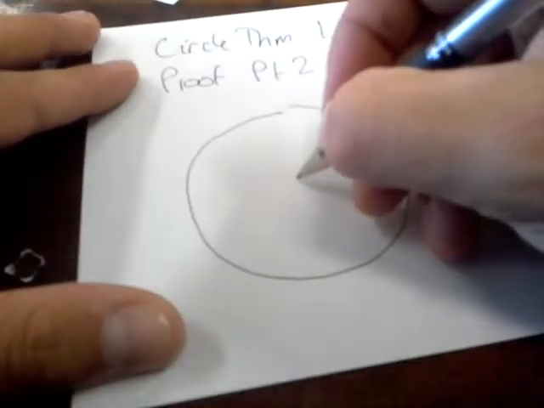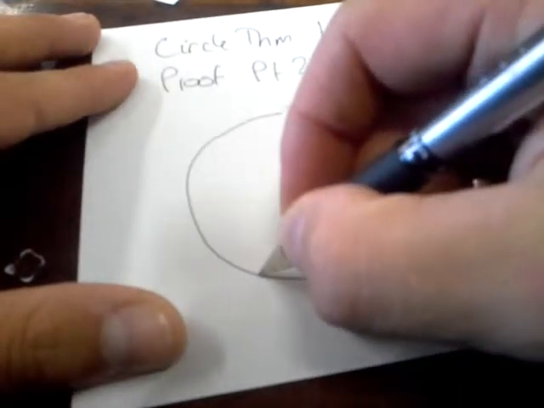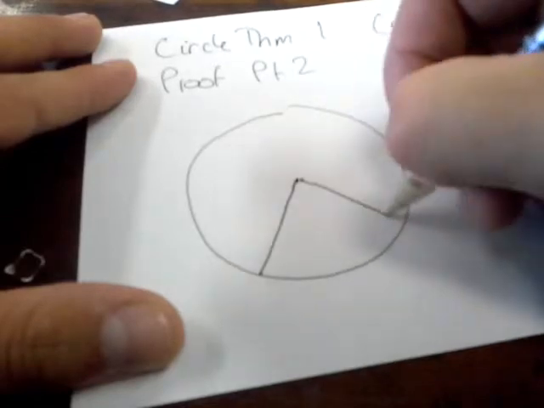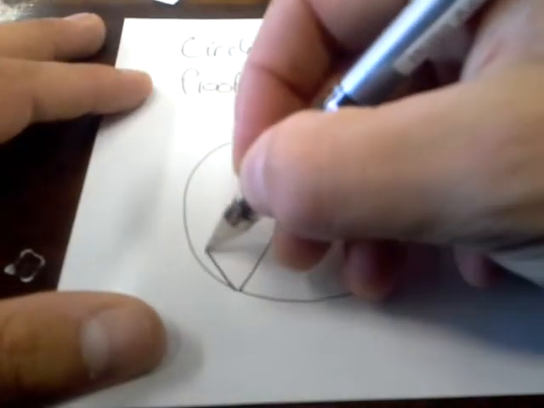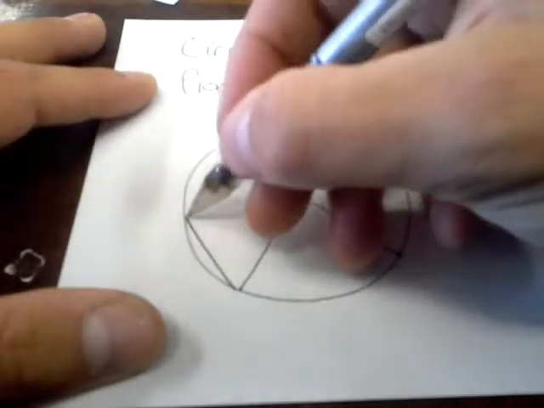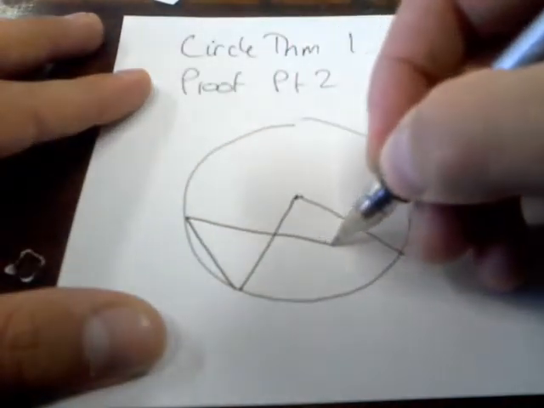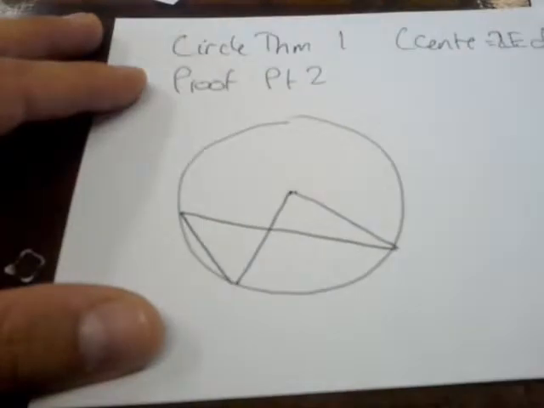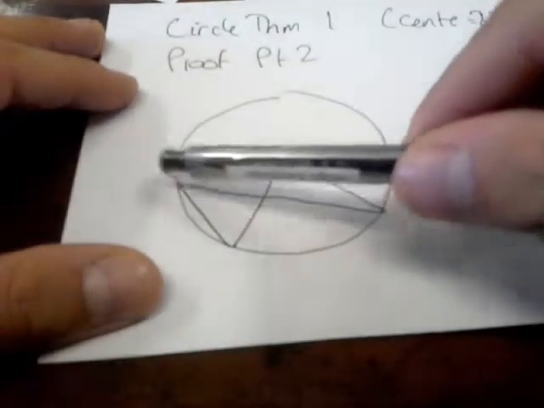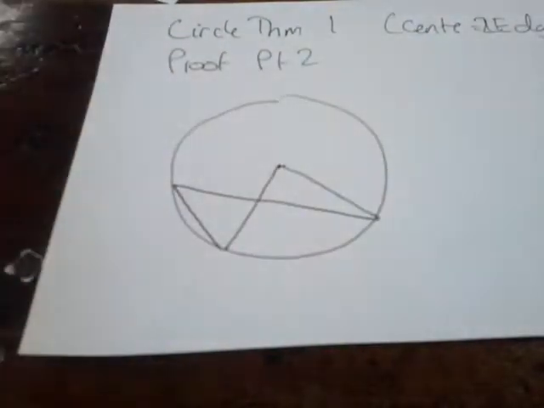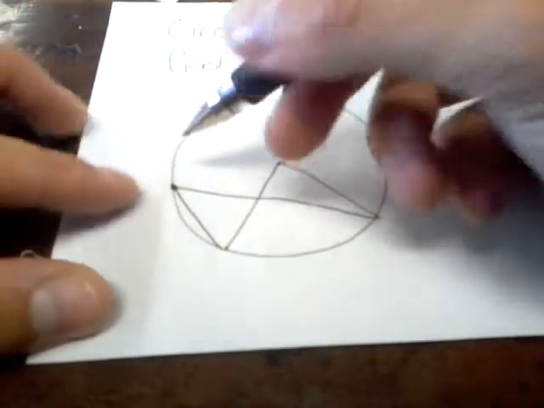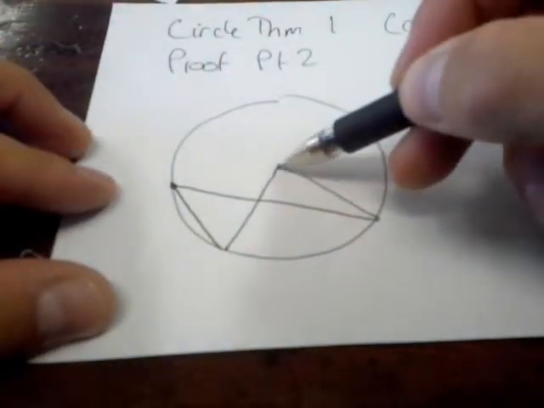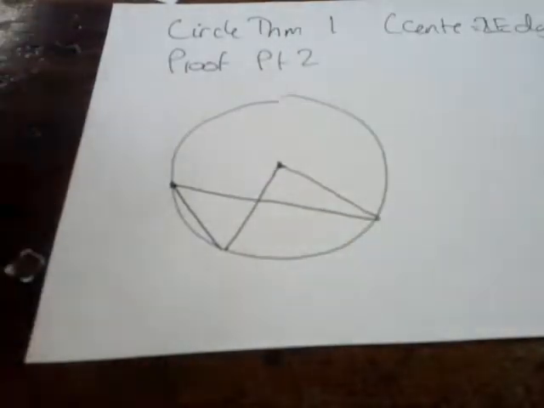Let me see if I can get it. Where what you have is your angle at the centre, but your angle at the edge sort of crosses over, one of the lines crosses over. So we want to show that this angle here is half as big as the angle sort of in the middle there. How are we going to do that?